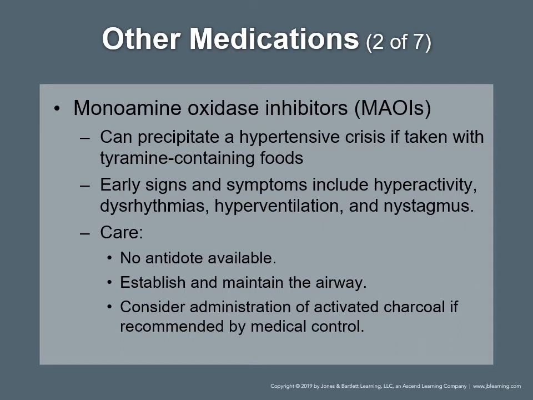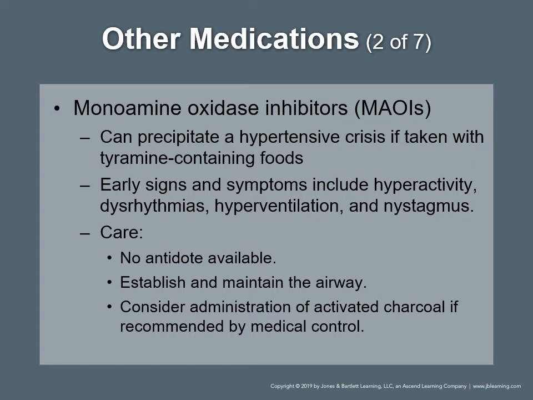Monoamine oxidase inhibitors, or MAOIs, are sometimes used to treat depression but have a high potential for drug interactions. They can precipitate a hypertensive crisis if taken in conjunction with tyramine-containing foods. Symptoms are often delayed, occurring 6 to 12 hours after ingestion, and in some cases as long as 24 hours later. Early signs and symptoms include hyperactivity, dysrhythmias, usually sinus tachycardia, hyperventilation, and nystagmus.